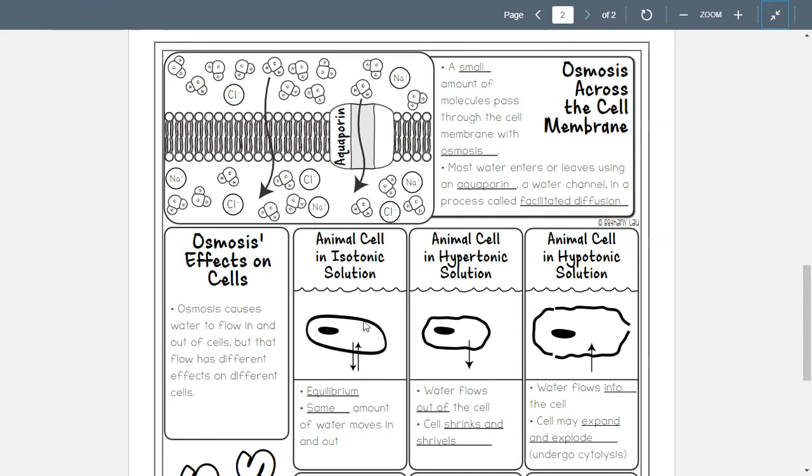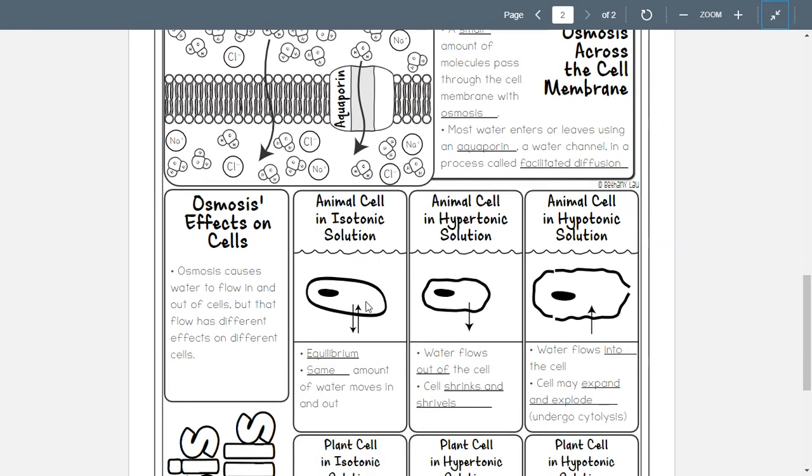So we have animal cells in a different solution. Remember, we are made of animal cells. Animal cells prefer to be in an isotonic solution so that the water going in and out of the cell is the same rate, and our cells do not swell or shrink, and they remain in equilibrium.